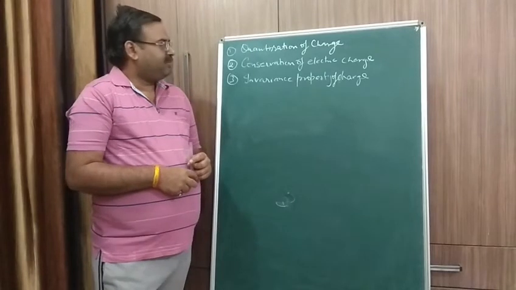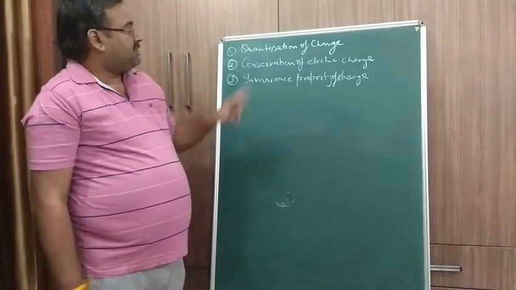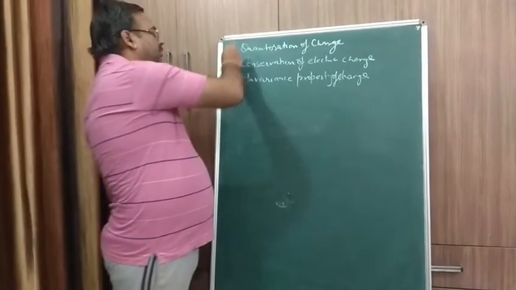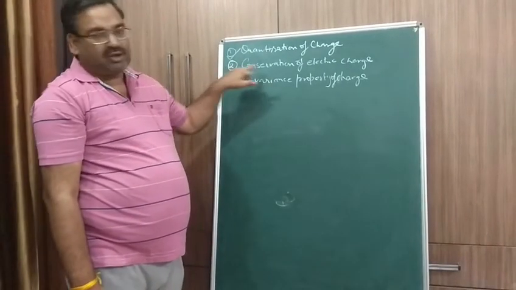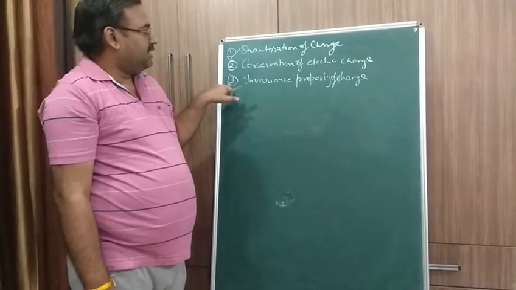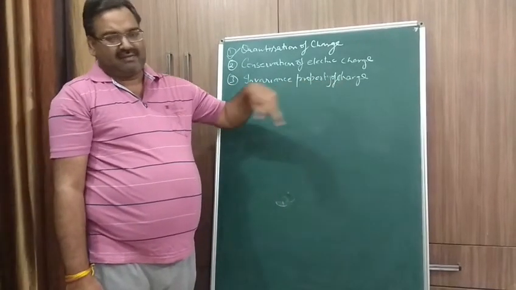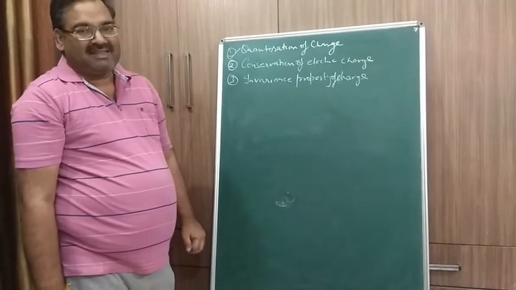Three important properties of electric charge are: quantization of charge. This is the most important property, quantization of charge. Second property is conservation of electric charge. And the third property is invariance property of charge. Let us discuss the first property, quantization of charge. What do you mean by quantization of charge?